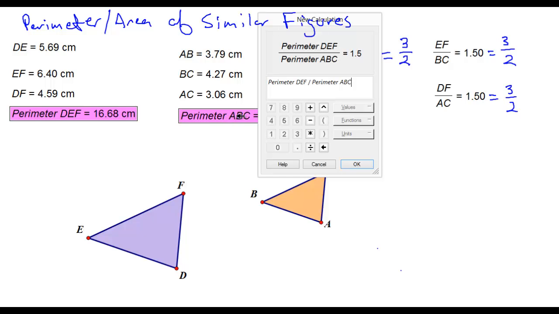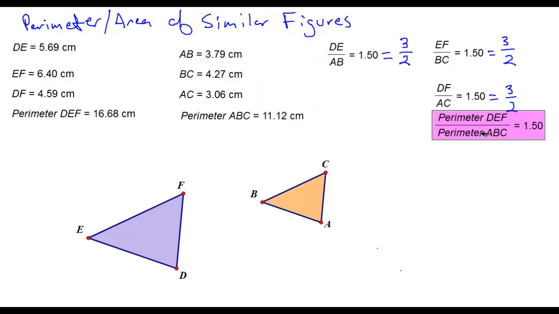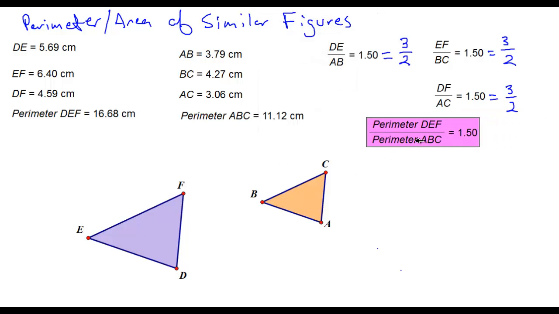Okay, so it's going to be exactly 1.5. So the perimeter of DEF divided by the perimeter of ABC equals exactly 3 over 2, just like the similarity ratio already was. The interesting one is when we get into the area.